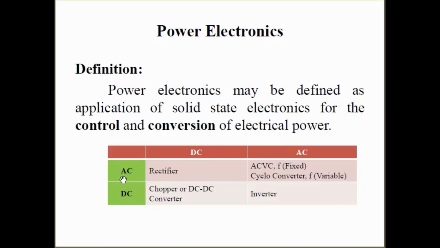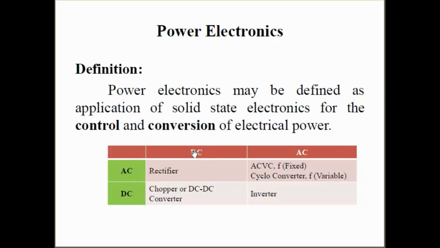So we have two types of input supply, that is AC supply and DC supply. Coming to the load side, again we have two types, that is AC type and DC type. Let us consider the first one. So we have AC supply and our load demand is DC. So we need to convert this AC to DC.